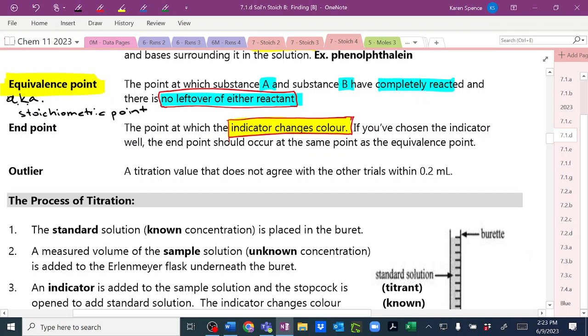And for the purposes of chemistry 11, what we found is that if you have something that is further than 0.2 milliliters from all the other data, you can call that an outlier, okay? And you can throw it out of your calculations, okay?